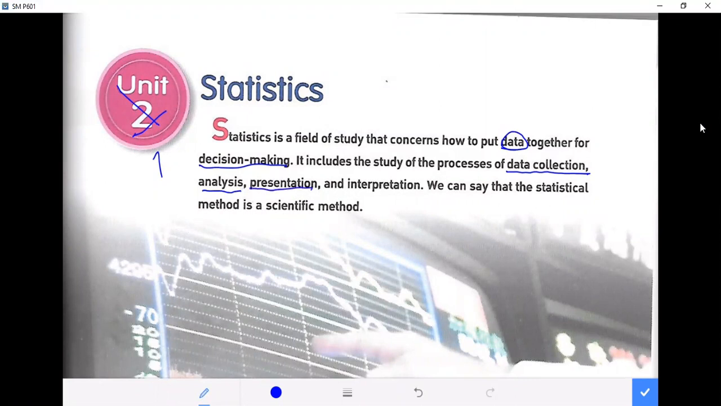Presentation is like the graph. You put the data that you have into the graph, and then you present it, like when you present your project. Interpretation is like translation. You change English to Thai, you change Thai to English. So interpretation is like you change your information.